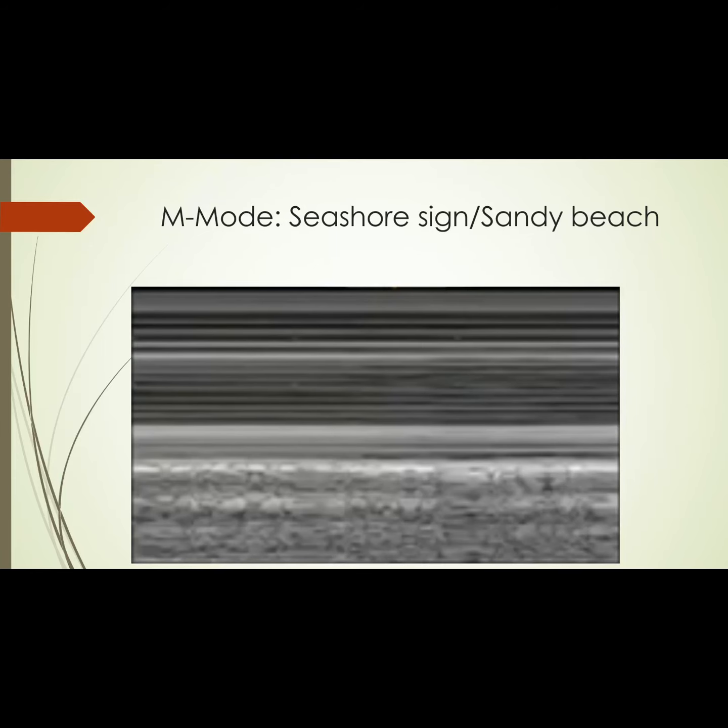Talk about M mode a little bit. M mode, the only time I use M mode is for documentation. If for whatever reason I don't save an actual video, although I almost always do, then you can print out a picture of M mode and put it on the chart as documentation. This is a normal M mode. This is called the Sandy Beach or Seashore Sign. This is chest wall up here. This down here is your lung. And this is normal. That's why they call it that, it looks like a beach or seashore.